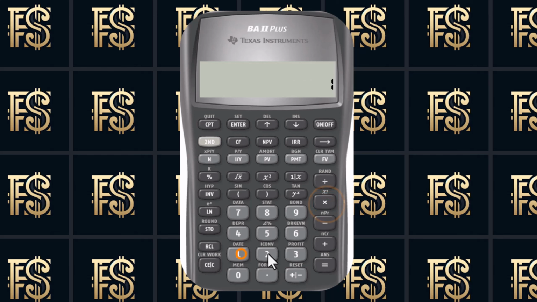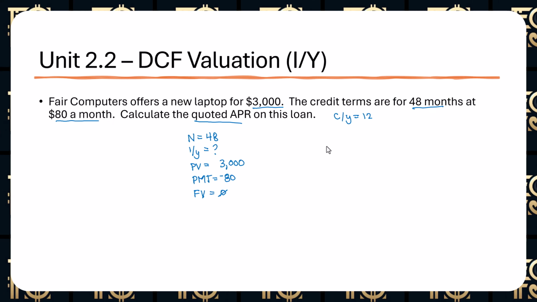So I'm going to multiply that value by 12, and I'm going to find that the implied interest rate on this deal that Fair Computers is offering on this laptop equates to about 12.675% on an APR basis.